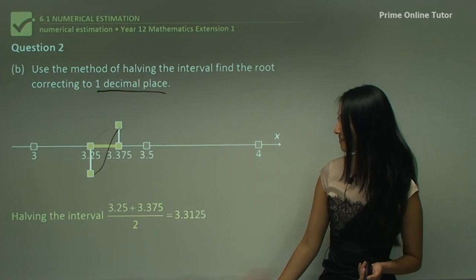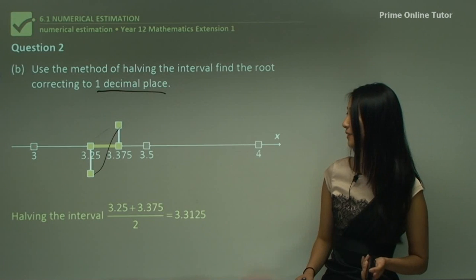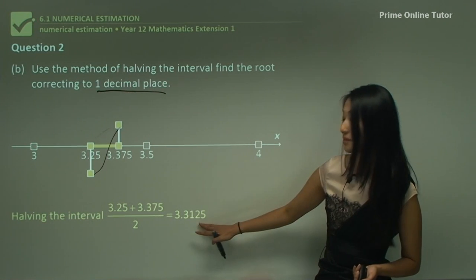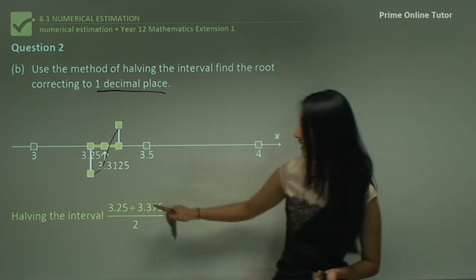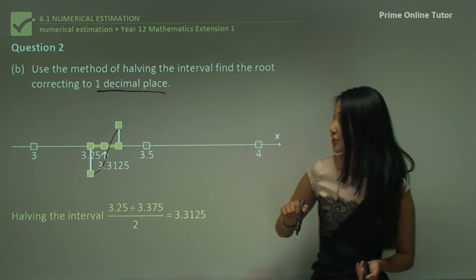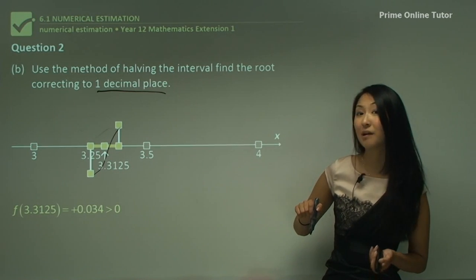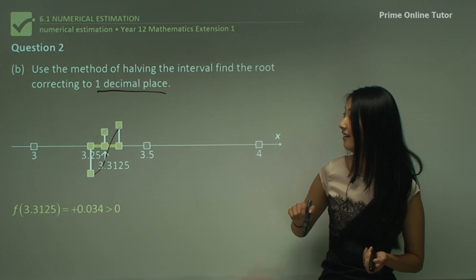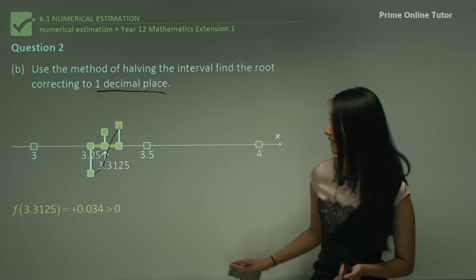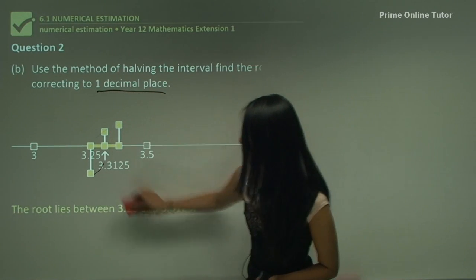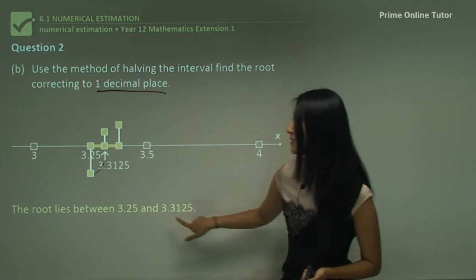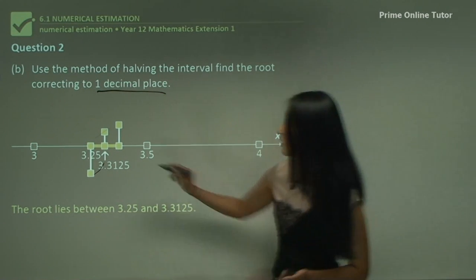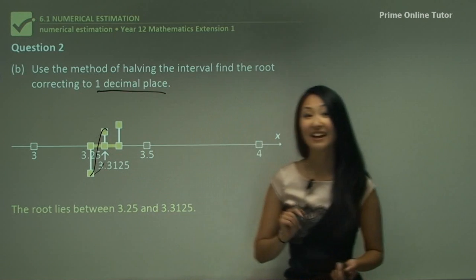So halve that interval again, and that's going to be 3.3125, getting very narrow intervals here. And we're going to substitute that into the equation. We find that's positive now, which means I can eliminate that area over there because I know the root must lie between these two values. So it's going to lie in between like that.